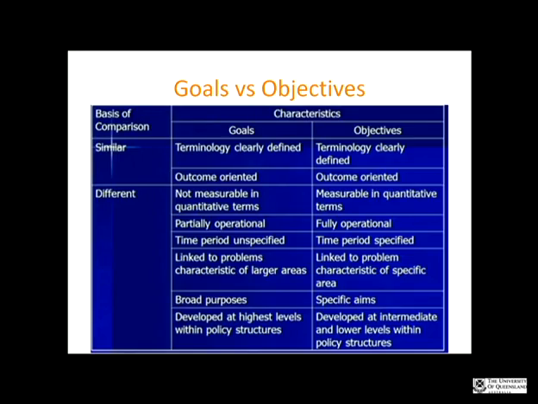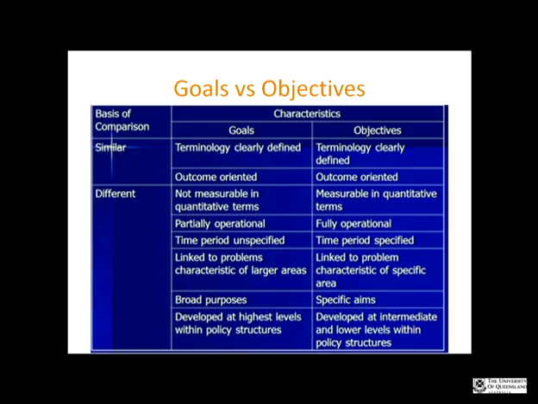Now, I'll just put this slide in as a bit of a summary so that you can compare goals and objectives. It's a question that we sometimes like to ask on the exam, and in practice, when you go into the workplace, you'll see that the two are sometimes confused. So you can see that similarly, they're both outcome oriented, they need to be very clear in their terminology, however, they're broad in their reach. The difference, though, as you go down there, is that the goal is not measurable in quantitative terms, but the objectives are measurable in quantitative terms, and we'll go into the details of that in just a minute.